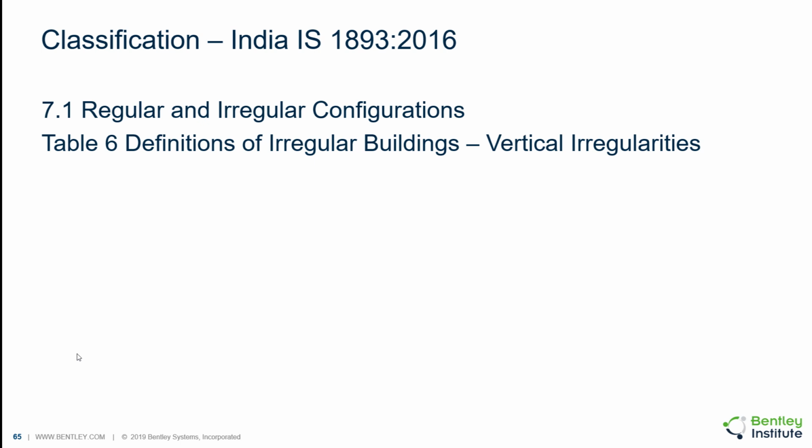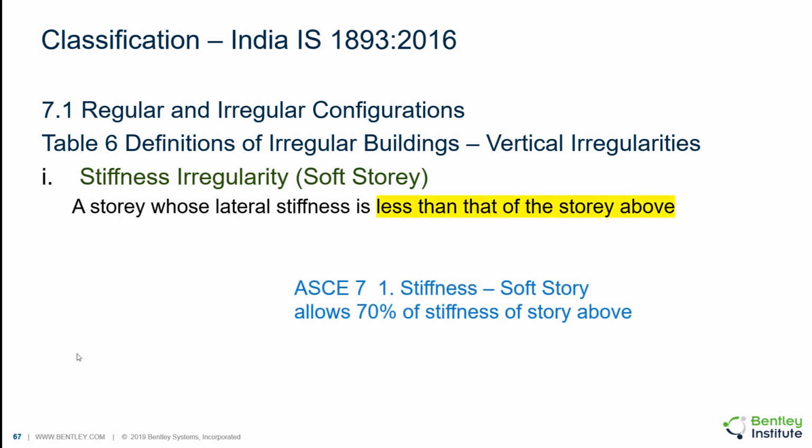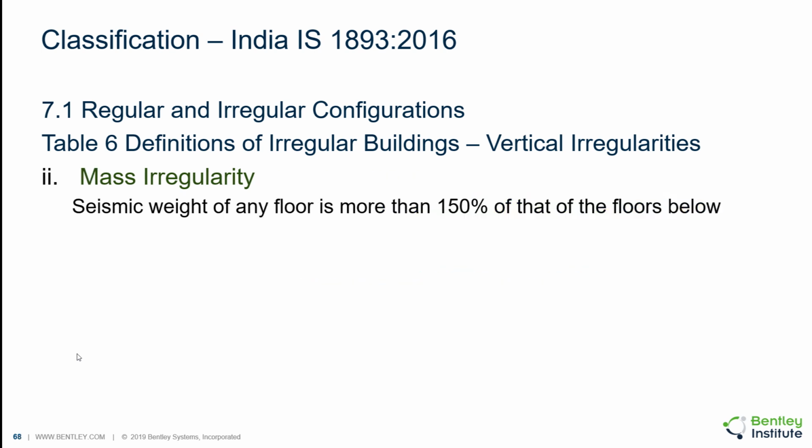The definitions for vertical irregularities is given in Table 6. The first is soft story. It is the same as the Canadian Code and is similar to ASCE 7 vertical type 1, but differs in that it classifies a story as a soft story if its stiffness is less than that of the story above, whereas ASCE 7 allows the stiffness to be 70% of that of the story above. Number 2 is mass irregularity. It is similar to ASCE 7, except it only requires the comparison to the story below, and it doesn't exclude the roof.